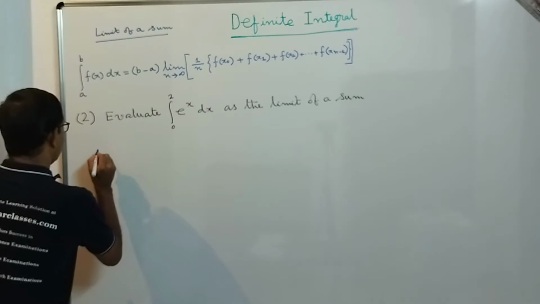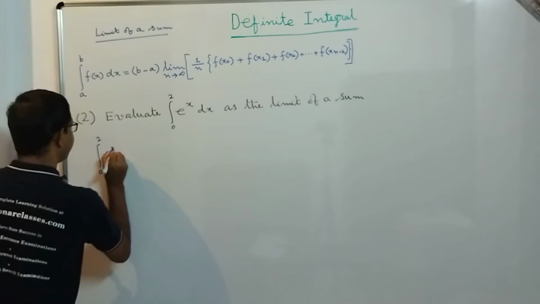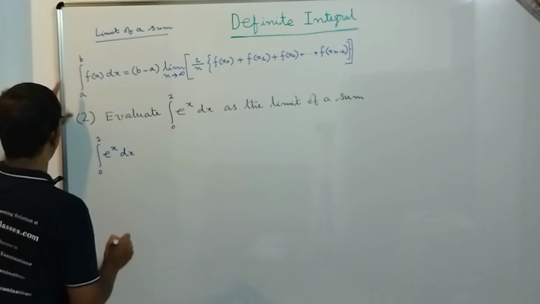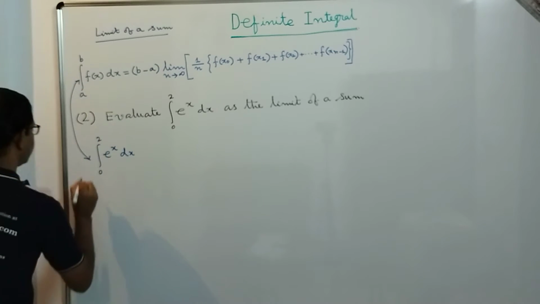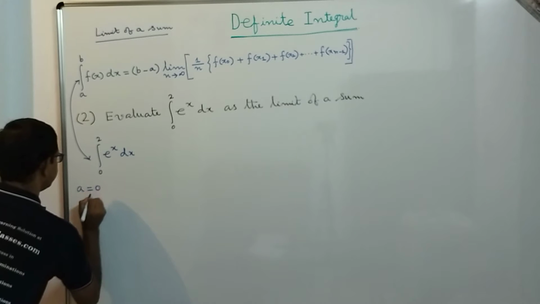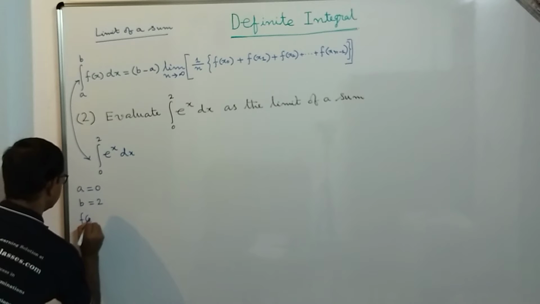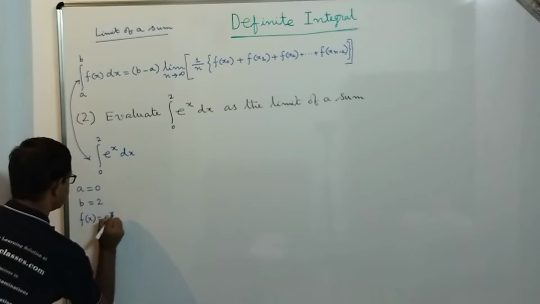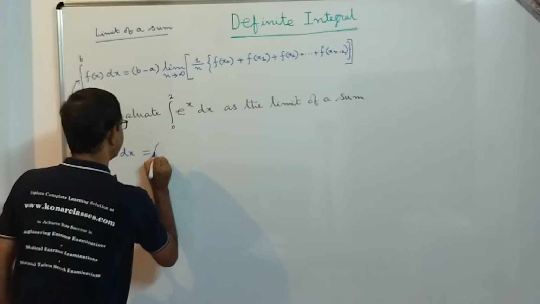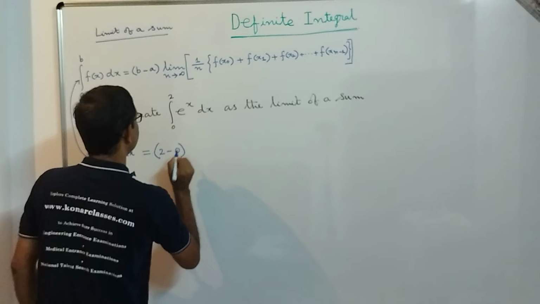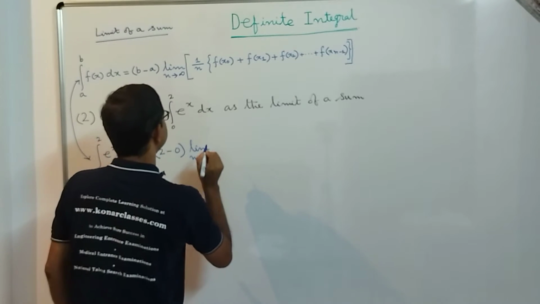So what we see by looking into it, integral from 0 to 2 of e power x dx. So now if we just compare with this one, okay, what we are going to get is a equal to 0, b equal to 2, f(x) is equal to e power x. Then what we can write here, this should be equal to (b minus a), that is 2 minus 0, into limit n tending to infinity, okay.